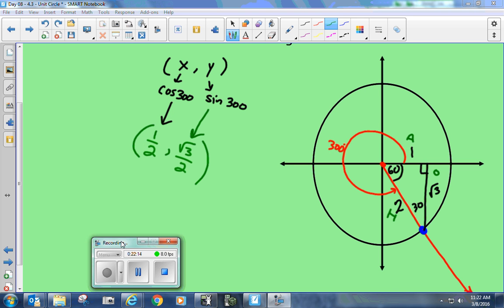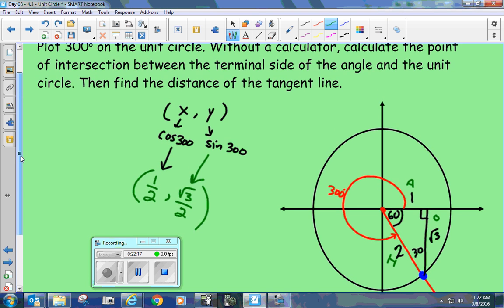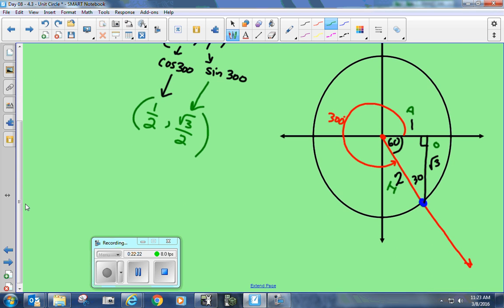Now, it didn't stop. It's just one more thing. Find the distance of the tangent line. First, we found the coordinate right here, where the terminal side crossed the unit circle. Now we want to know the length of the tangent line. The tangent line in geometry, in case you forgot, touches the circle at one point, doesn't it? So if I touch right here and draw a tangent line, they want to know the distance from here to here. And that's the tan of my angle.